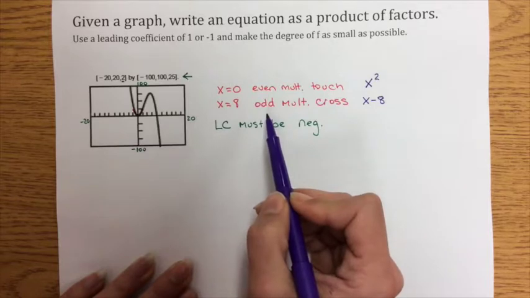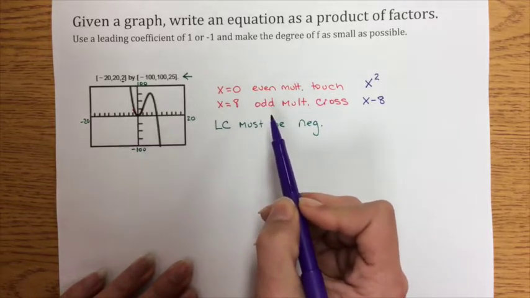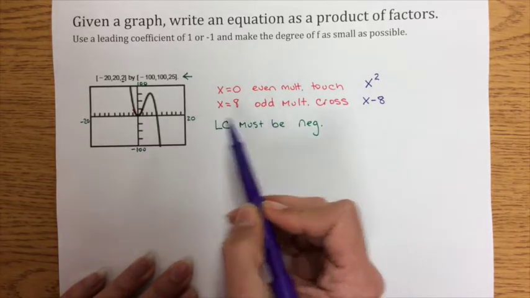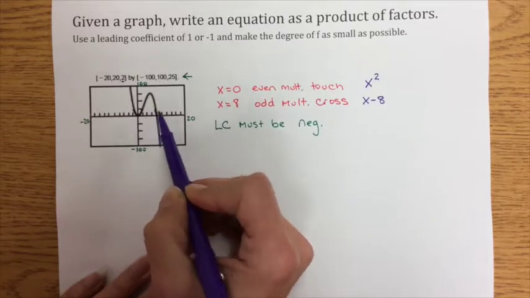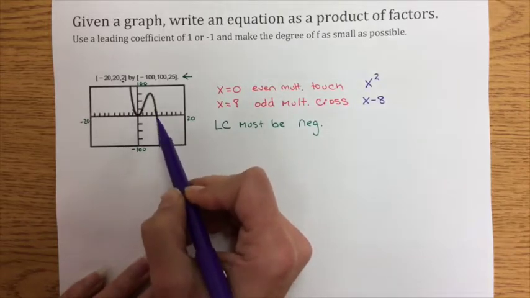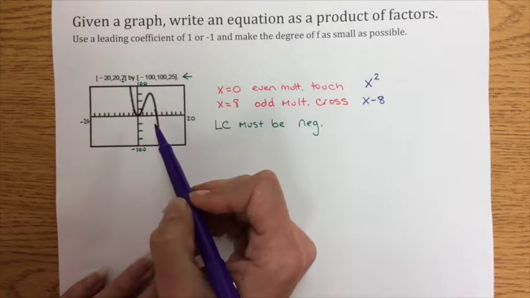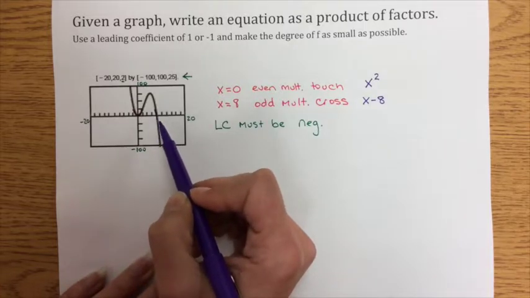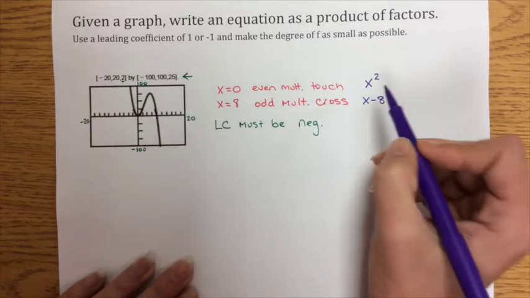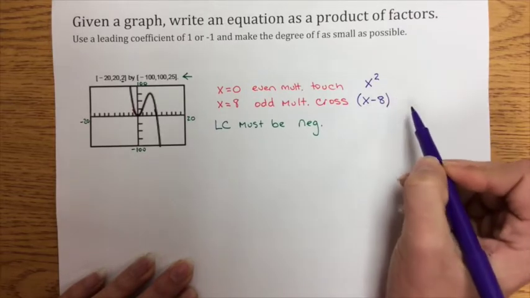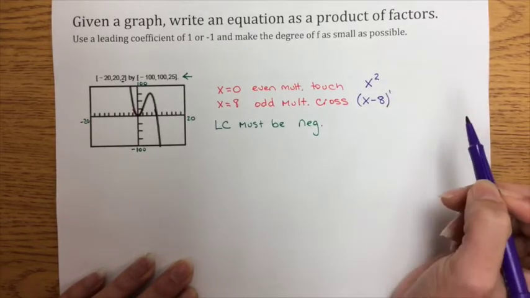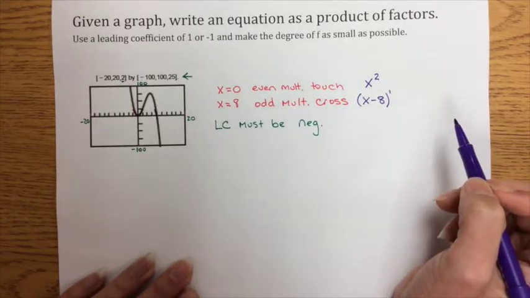This has odd multiplicity. As small as possible would be 1, but more importantly, you should notice that it crosses like a line, and anything that crosses like a line is going to have linear behavior with a multiplicity of 1. So we don't need to write an exponent here. There is a 1, but we don't have to write it.